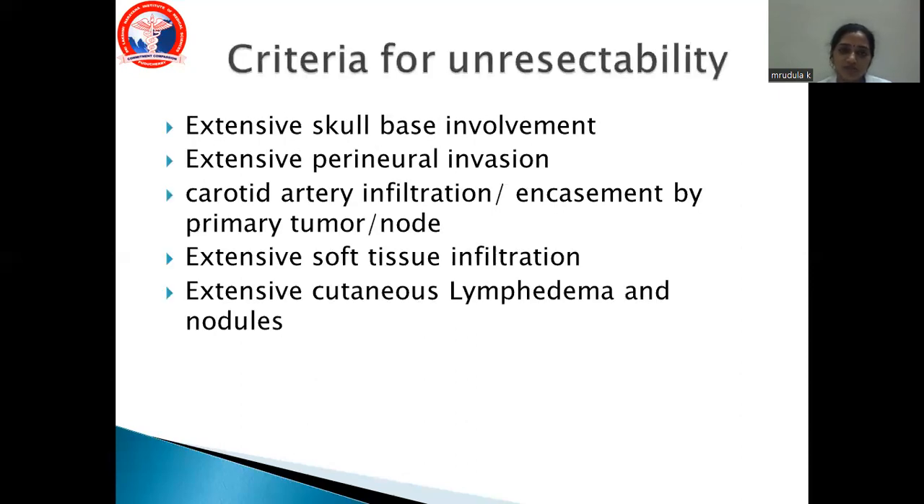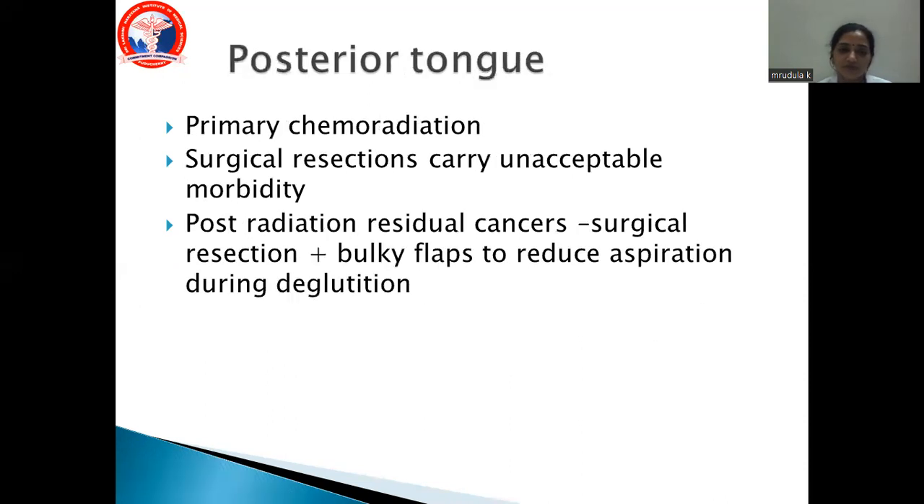So criteria for unresectability. Whenever you are having a tumor, you have to know whether it is resectable or not. Criteria for unresectability include extensive skull base involvement, extensive perineural involvement, carotid artery encasement by the primary tumor or lymph node, and extensive soft tissue involvement, extensive cutaneous lymphedema and nodules.